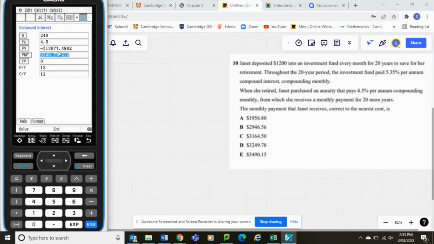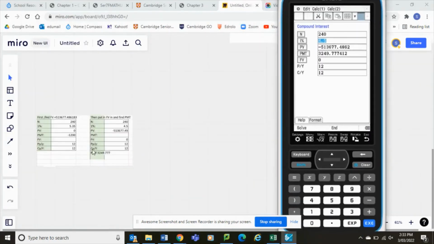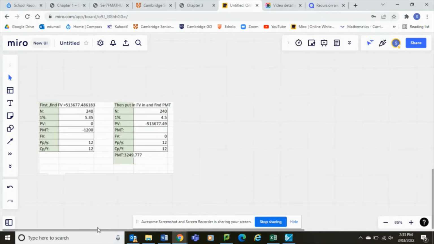There are also, if we look down here, some screenshots of what we need to put into our financial solver, which I can send to you as well.